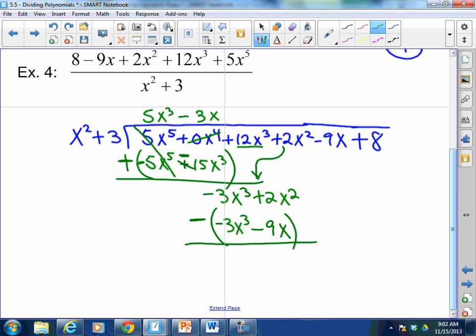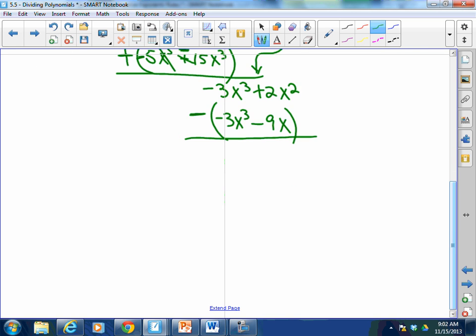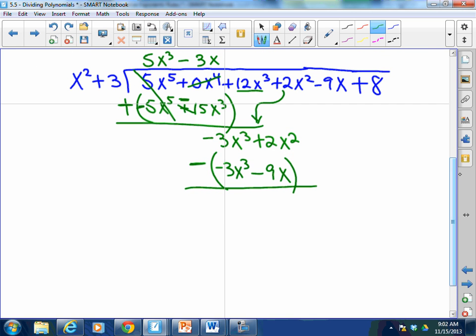I love this. I love the way this one works out because it makes you think. Okay, so what happens here? I distribute the negative. The first term has to cancel. Can I add 2x squared and 9x? No. So I'm going to drop down my 2x squared. And what's negative 9x plus 9x? 0.